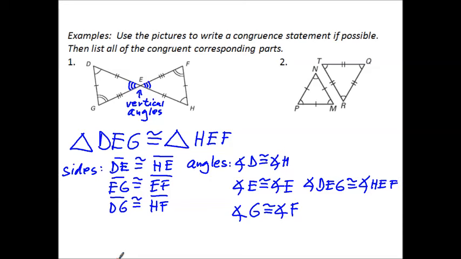Let's look at our second example. Our two triangles, we see they are equilateral and equiangular triangles. And if they are equiangular, all three angles are congruent in both triangles, and that also means that all the angles are congruent among each other. But we see from the congruent marks of the sides that the sides of one triangle are not congruent to the sides of the other one. So therefore, we cannot write a congruence statement. It is not possible.